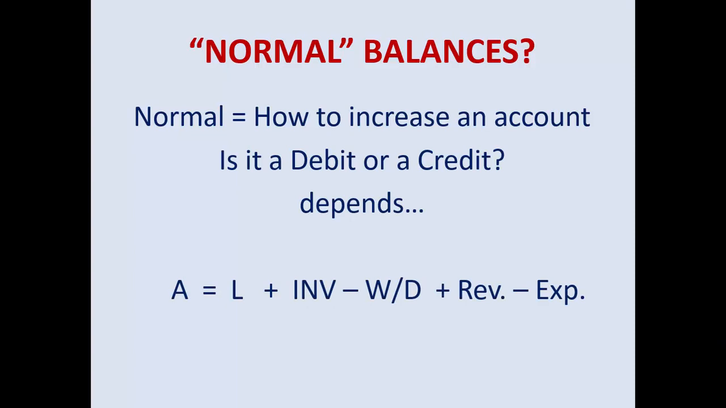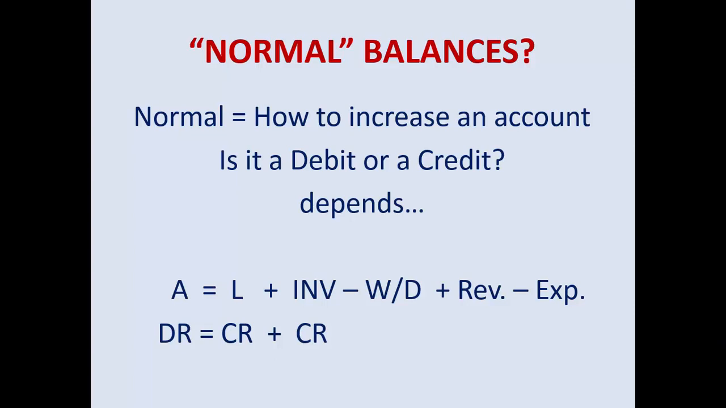Some accounts increase with a debit and decrease with a credit. Other accounts increase with a credit and decrease with a debit, which is why you have to know what your normal balances are in order to do the journal entries correctly. And what are they? Well, for an asset, an increase is a debit. For a liability, it's just the opposite. On the other side of the equal sign, it's a credit to increase a liability. And in general, for equity, to increase it is a credit.